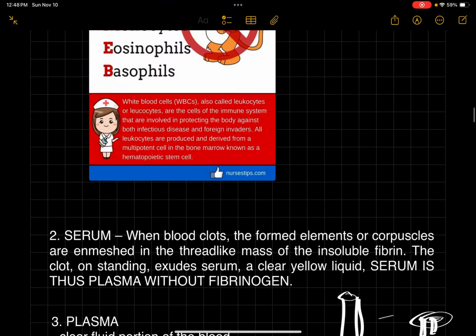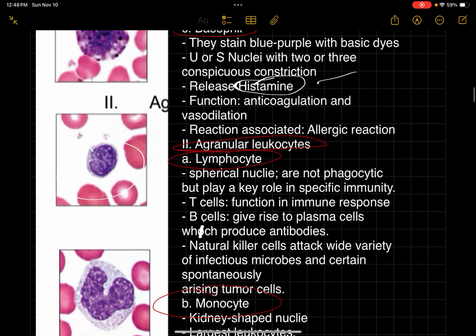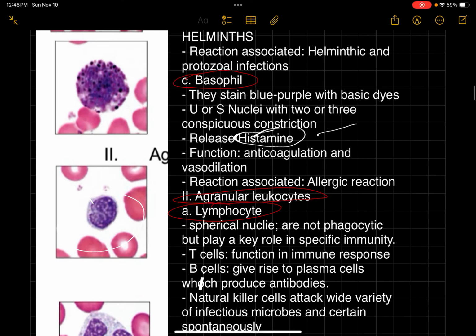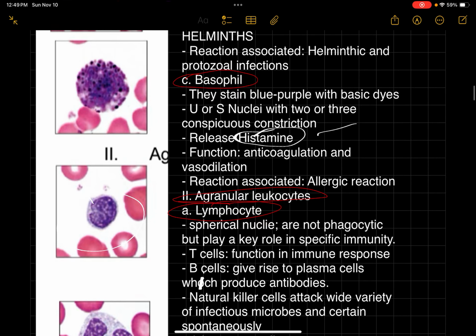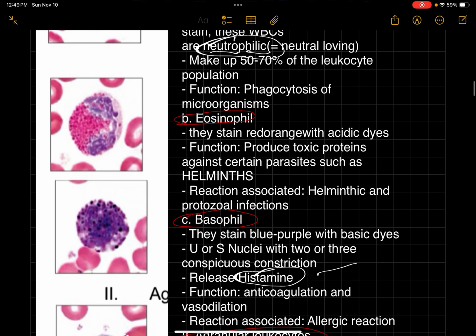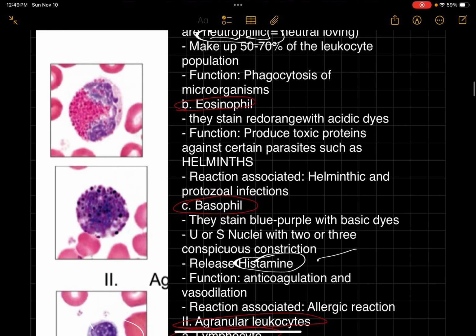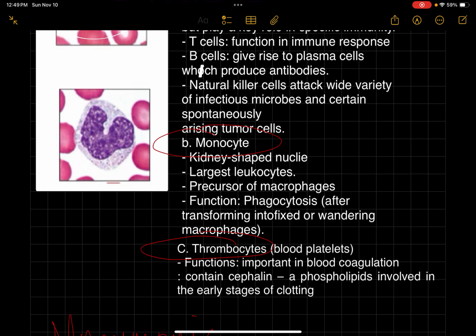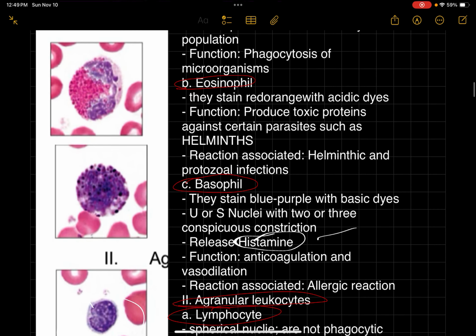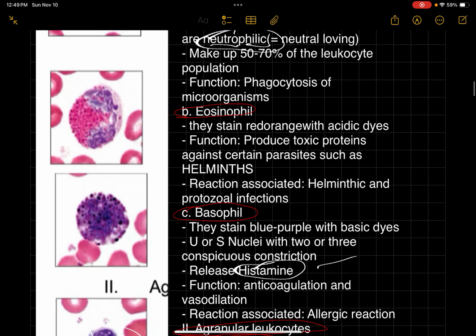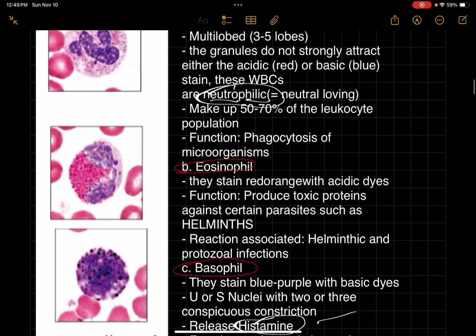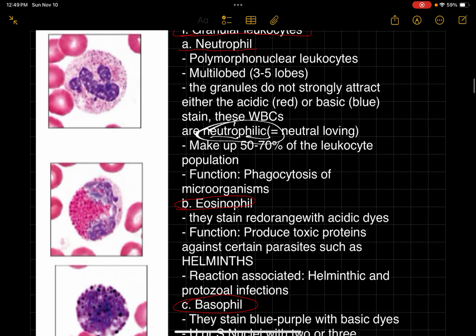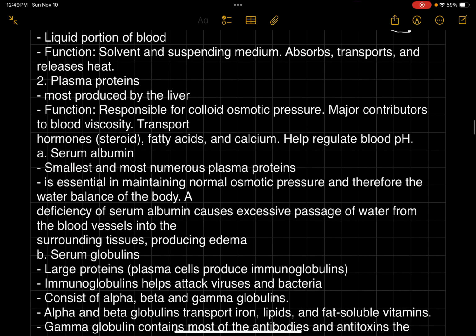So take note, basophil releases histamine, and our eosinophils are against helminths and protozoal infections. And take note of that, because before, when I was in anatomy, physio, or biochem, you need to know their functions.